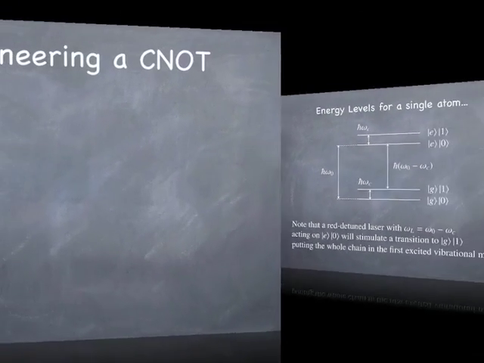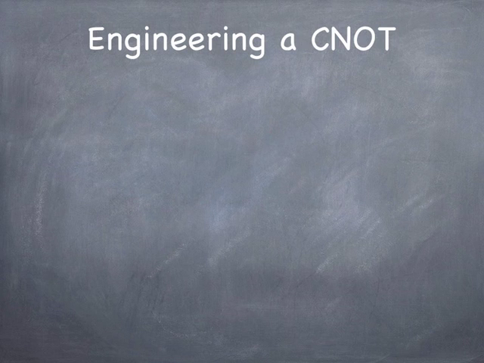Okay, so how are we going to make a gate? A controlled NOT. You remember that from last semester? We talked about different quantum gates. A controlled NOT happens to be universal. That means if I can make a controlled NOT, I can make anything, because by putting controlled NOTs together, I can build any quantum gate I like.